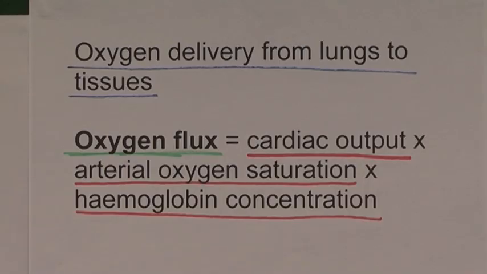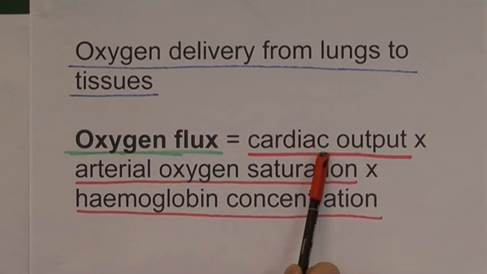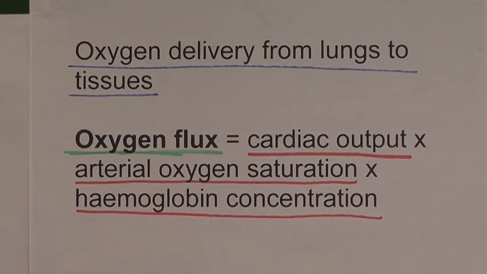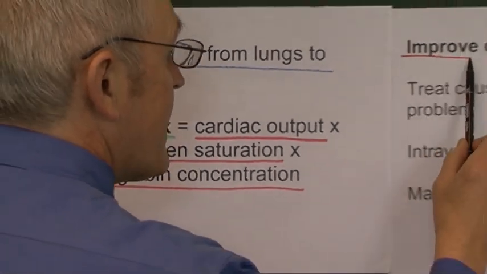I'm just reminding myself of the oxygen flux equation actually. Remember, oxygen flux is cardiac output multiplied by arterial oxygen saturations. So we've just talked about how we're going to improve the arterial oxygen saturations with oxygen. But alternatively, I can improve oxygen flux by increasing cardiac output. So one management strategy in hypoxia can be to look at cardiac output. So we can improve cardiac output.